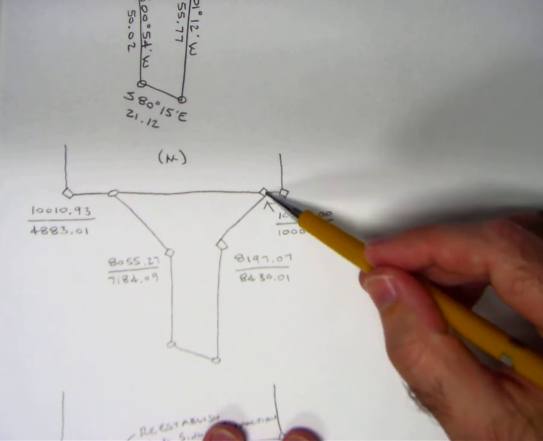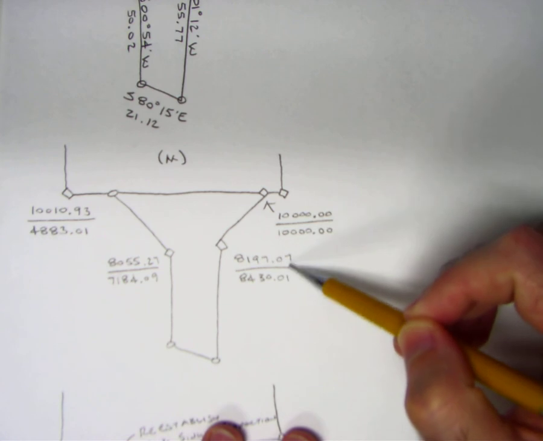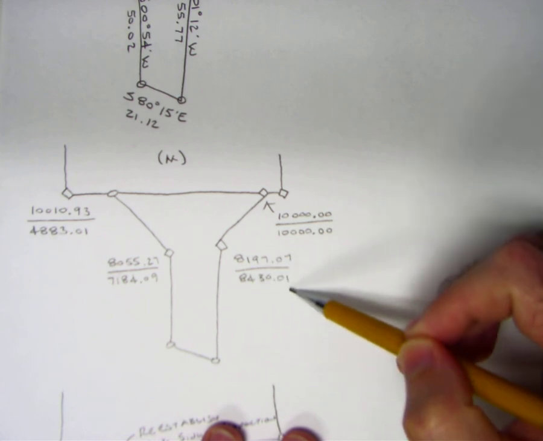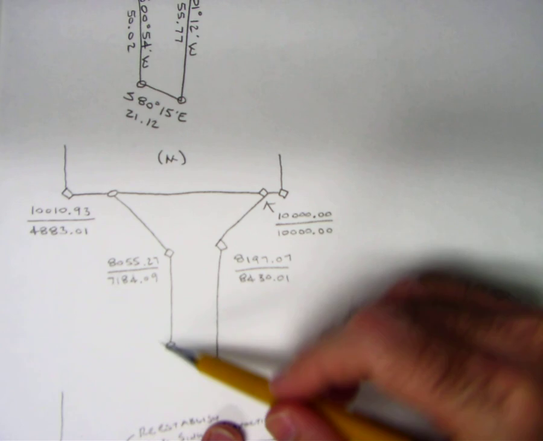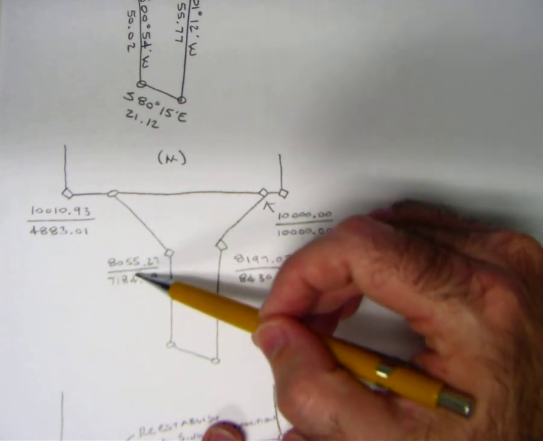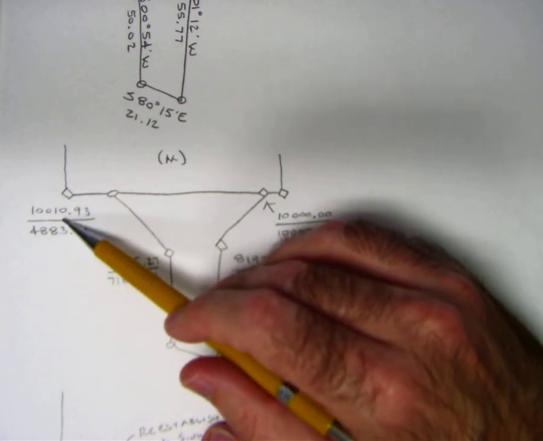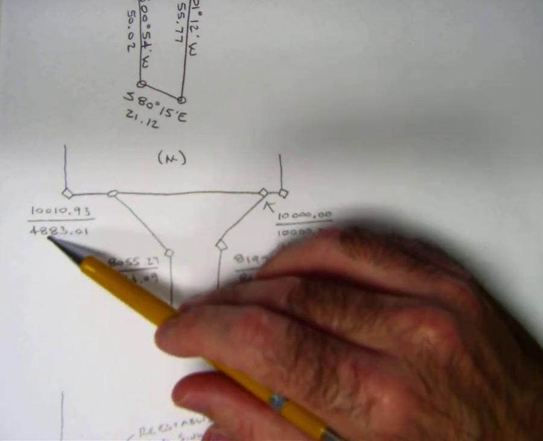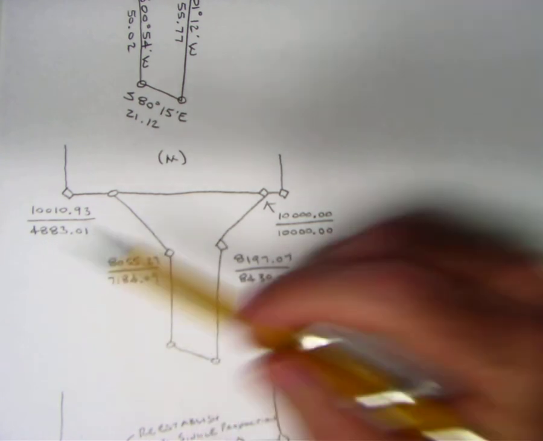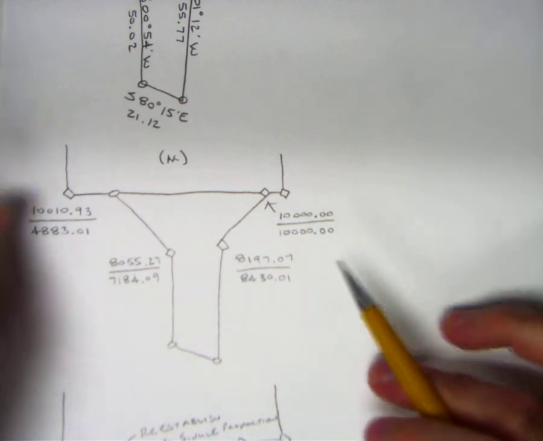So this corner is 10,000, 10,000. This corner is 8,197.07, 8430.01. These two are lost. This is 8,055.27 and 7184.09. The southwest section corner is 10,010.93 feet, 4,883.01 feet. And again, these are all ground distances, astronomic basis of bearings.